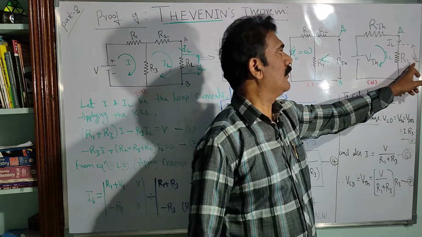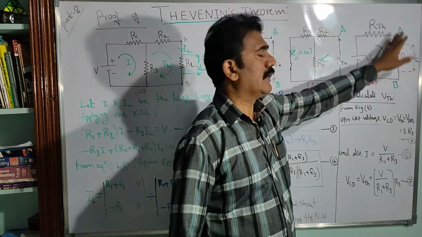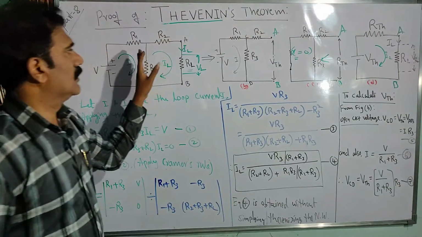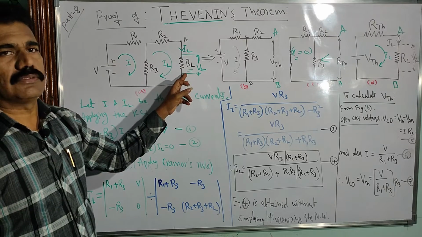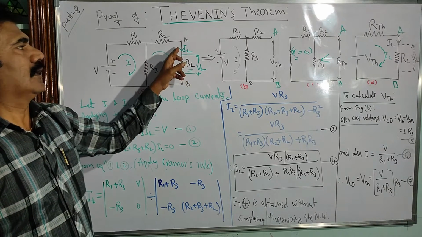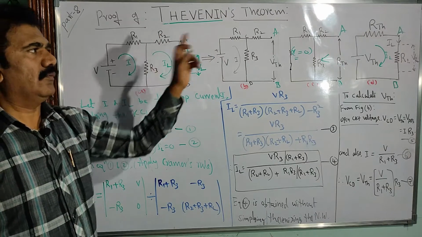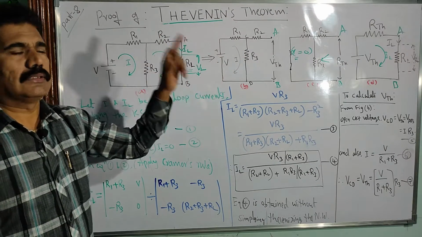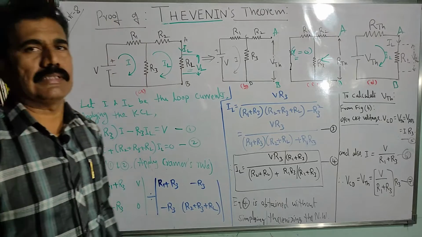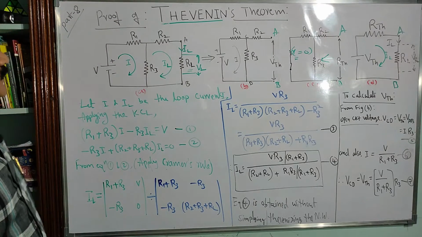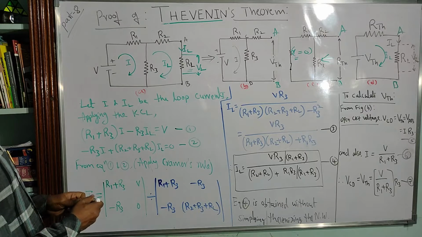So this IL and VRL measured in the Thevenized, simplified circuit is the same as the voltage across the RL in the first circuit, the complicated network, and IL through the same load resistor. So if you are able to verify those values are equal, then that is the proof of Thevenin's theorem. Now let us see how to proceed for that. So consider again the same diagrams.